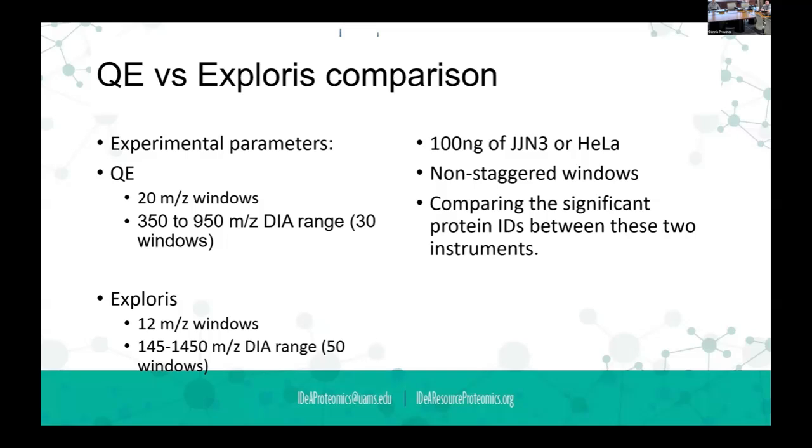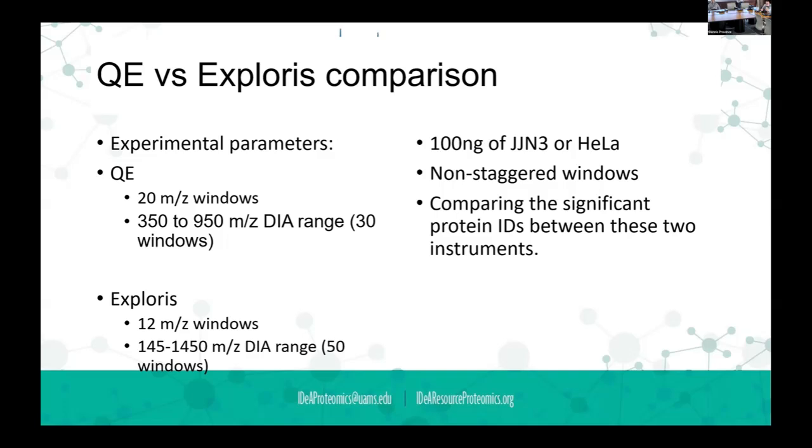So this one's a little different. Instead of having the instruments all sitting down in the same room, I took some samples and sent them to Mike, and he ran them through his workflow. And then I did the same thing here. He used his QE that he's been talking about, and I think those are his parameters. There's 20 Thomson windows, and he's got 30 windows going from 350 to 950.